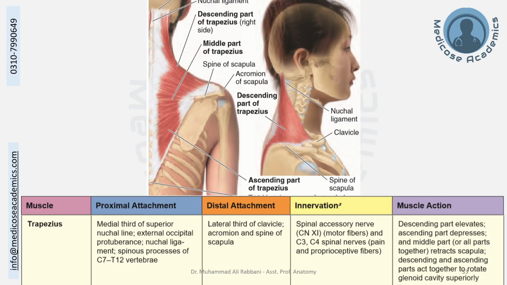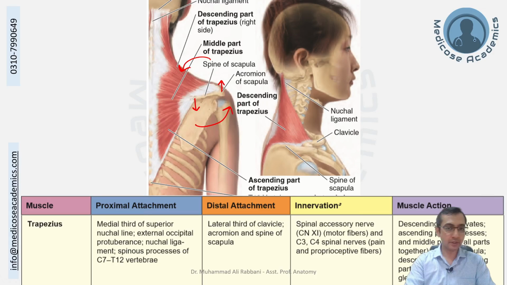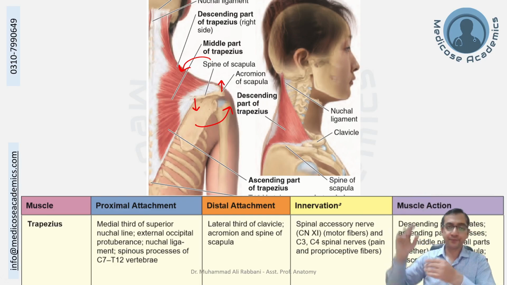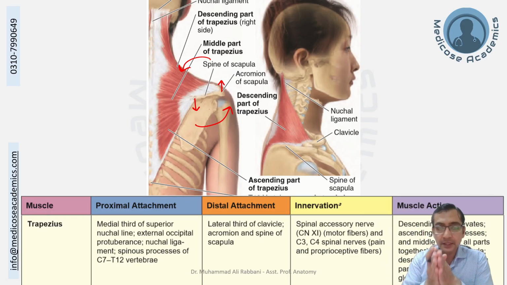So when the downwards pull is on the medial end and the upwards pull is on the lateral end, this helps in the rotation of the scapula. This rotation becomes very important when you are doing overhead abduction. So this is one of the two muscles that is doing overhead abduction. The one that we saw earlier in this lecture was serratus anterior, and the second one is the trapezius muscle.